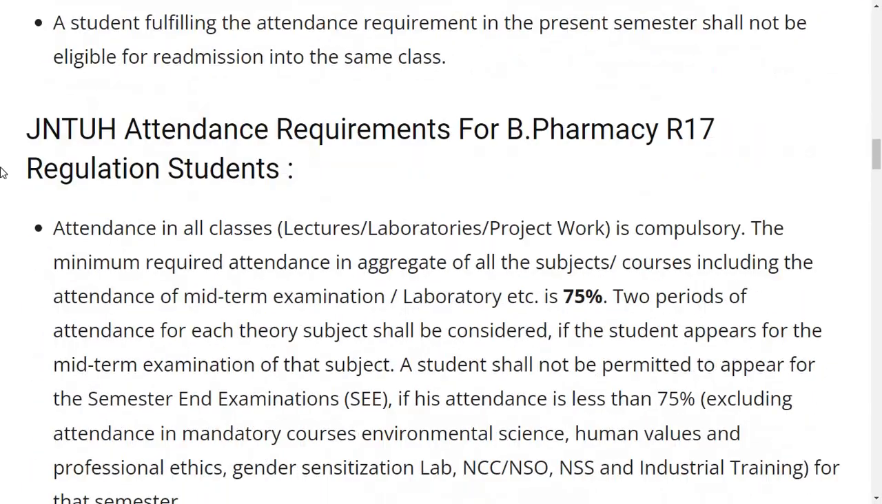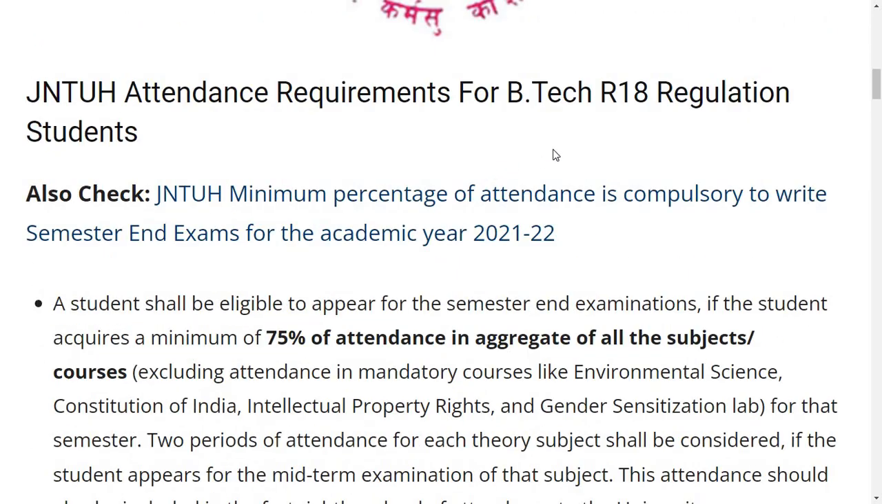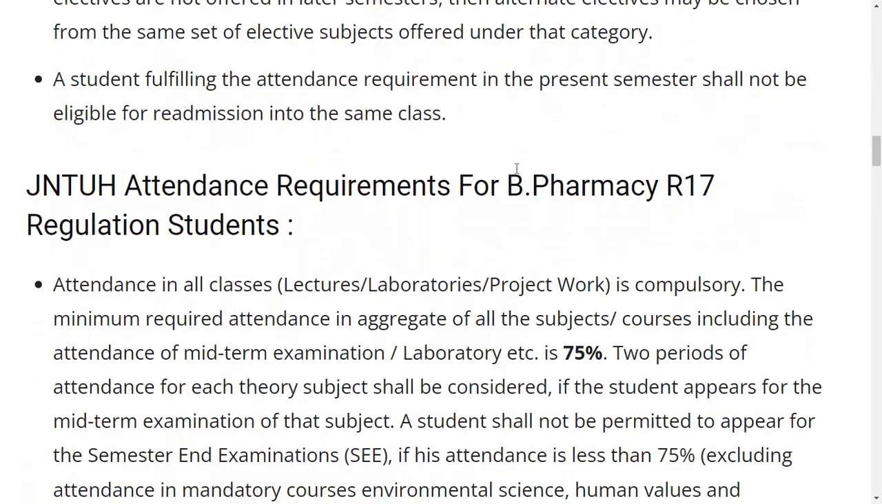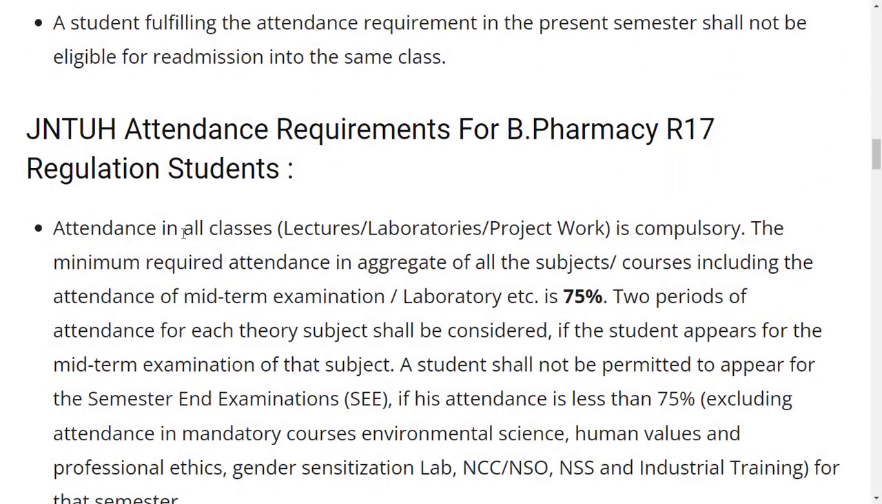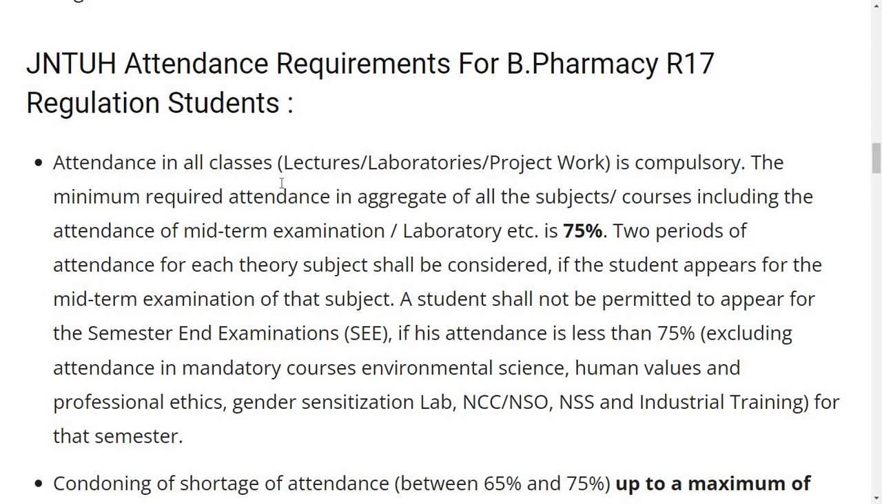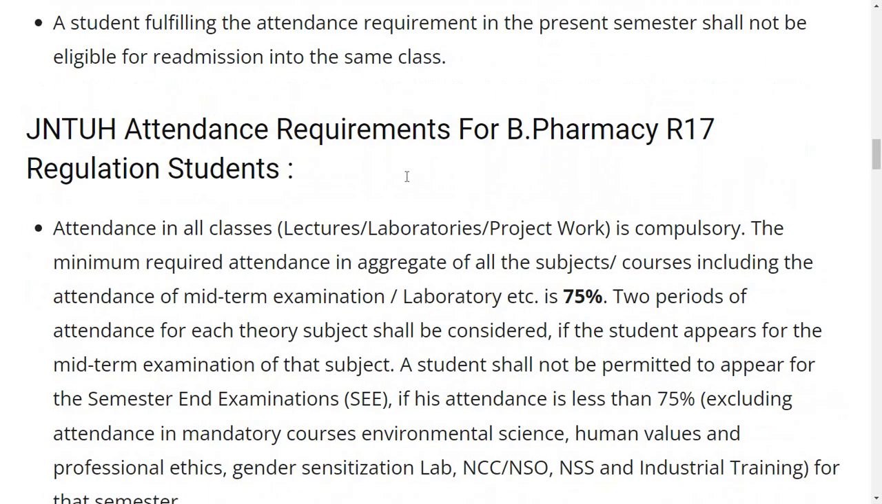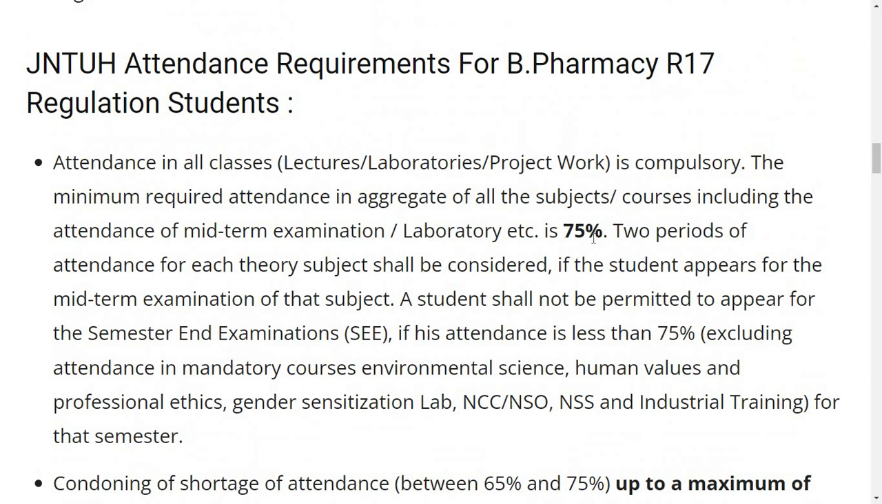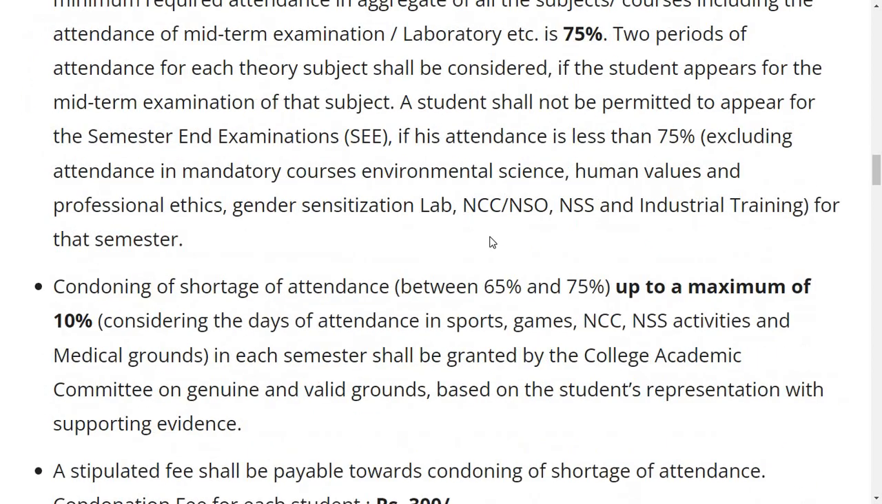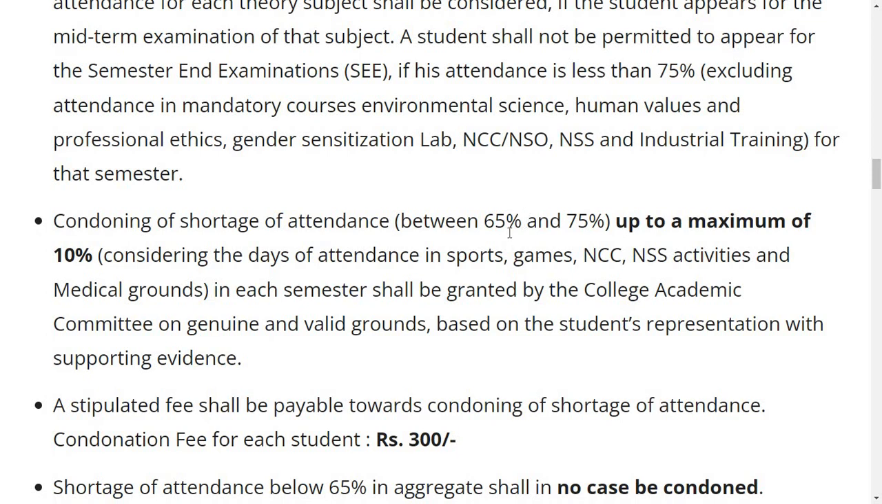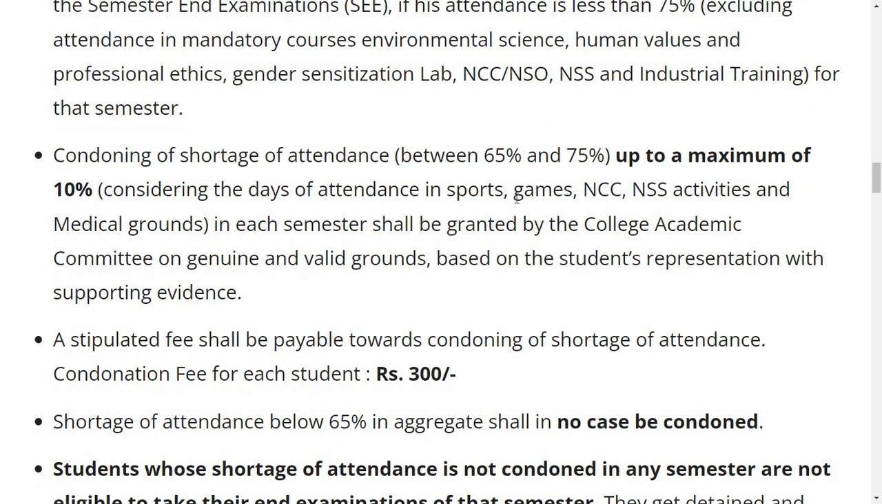Next is JNTUH attendance requirement for B.Pharmacy. Just now we saw B.Tech R18 regulation. Now we will see the R17 regulation, students. B.Pharmacy R17 regulations. Attendance in all classes, same notification for B.Tech and B.Pharmacy, same percentage they should have to attend the end semester examinations. And if you have 65% also okay, but below that, if you have 20, 30, 40%, then you should talk to your college staff about this attendance issue, and you can resolve. If you have any health issues or any other issues, you can resolve there.